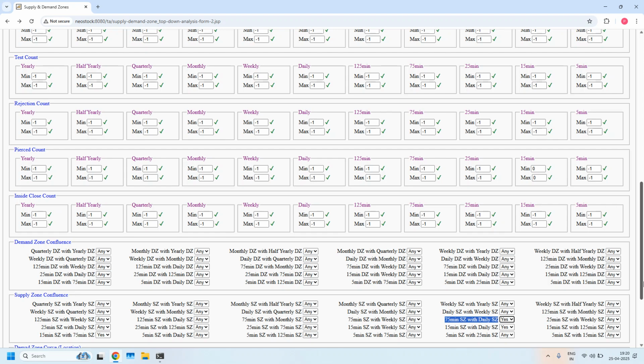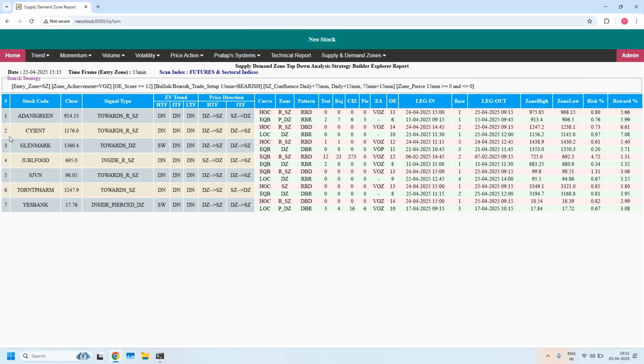So that means 15 minutes, 75 minutes and daily supply zone confluence, we got 7 stocks. So in all the 7 stocks, these 15 minute supply zones are overlapped with 75 minute supply zone. Now both together again overlapped with daily supply zone. And daily trend is down in 5 stocks. Out of 7, 5 stocks. And in those 5 stocks having daily trend down, if any of the daily supply zone having daily EMA confluence, then the overlapped 15 minute supply zone might be having even more high probability to get success. That we will filter.